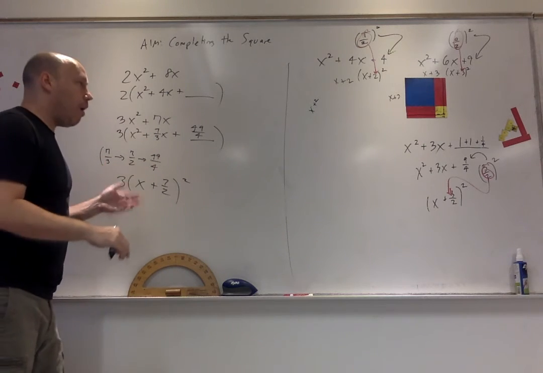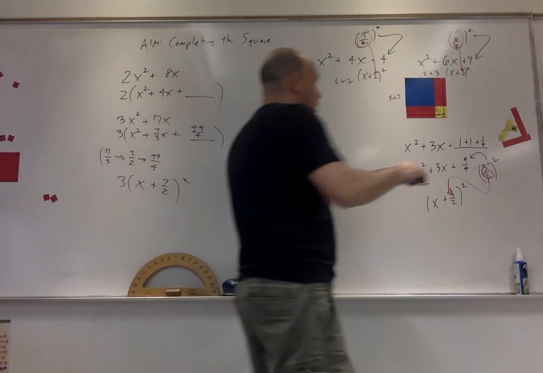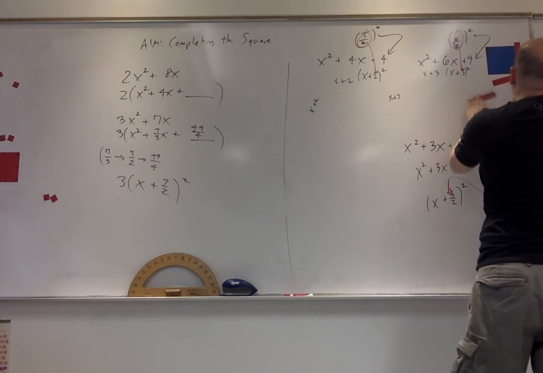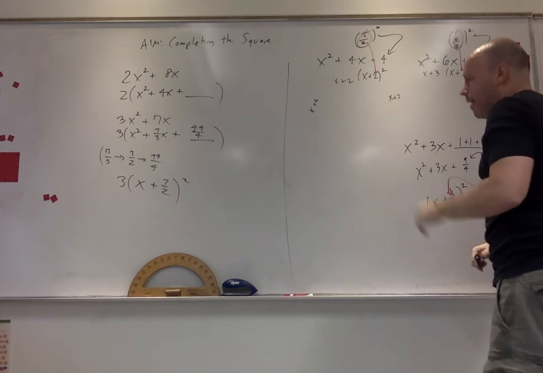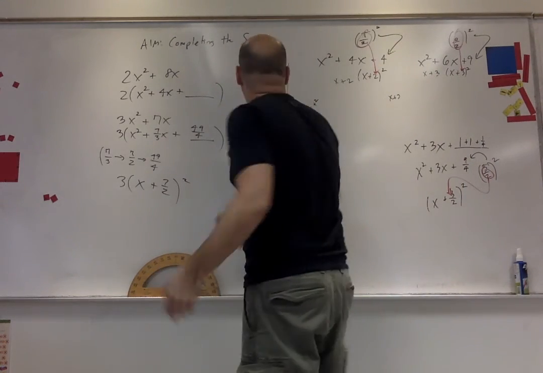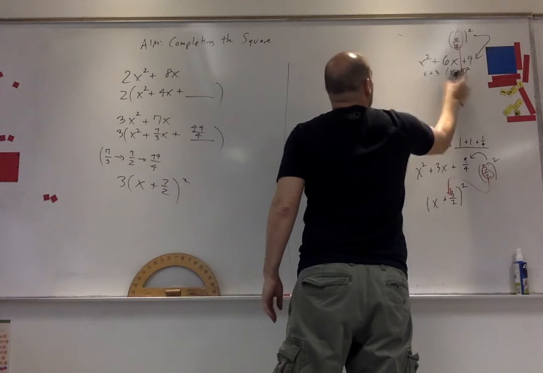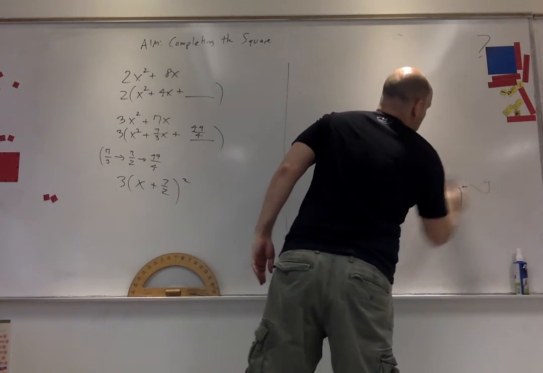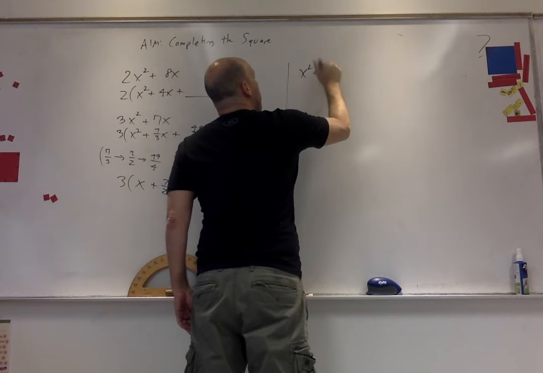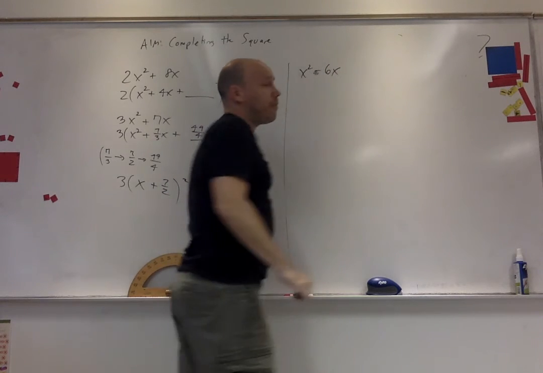Perfect. Okay, now we want to go into negatives, but I'm not going to use the geometry. I'm going to see if I can extend the geometry into algebra, into negative numbers, and see if that works also. Let's see if that works. So our first example will be x squared minus 6x.